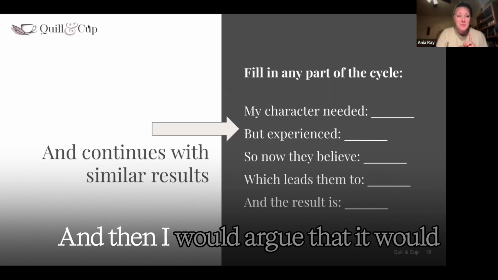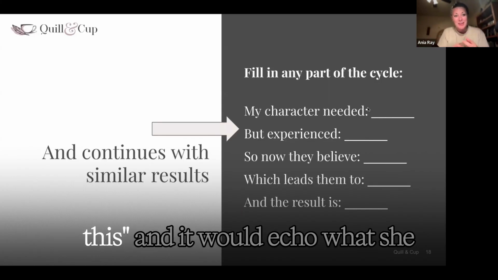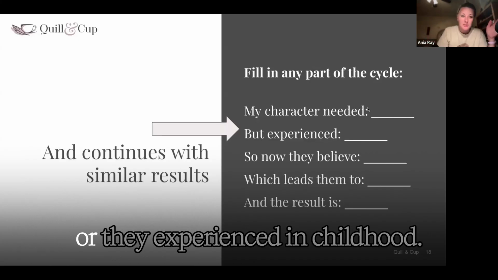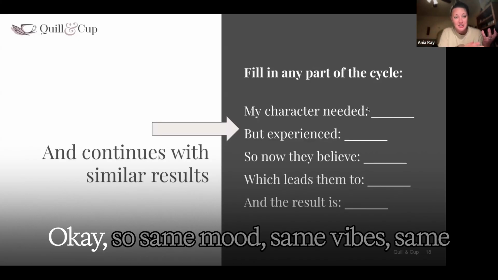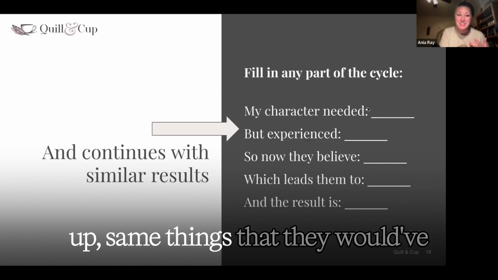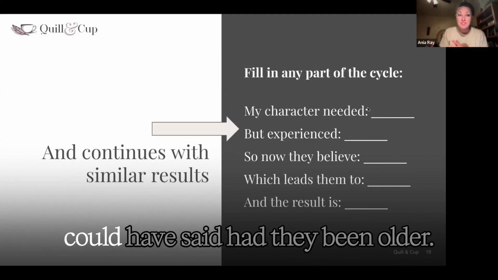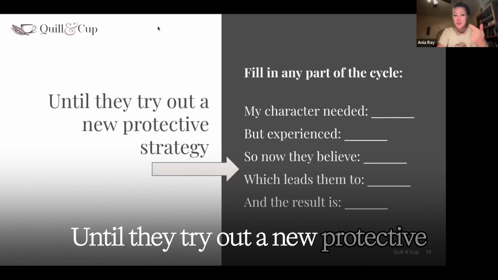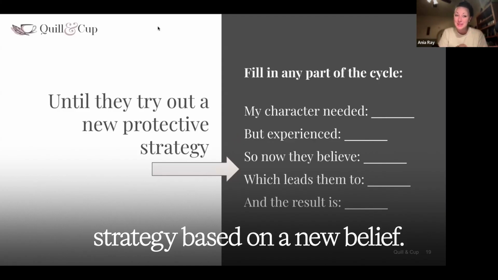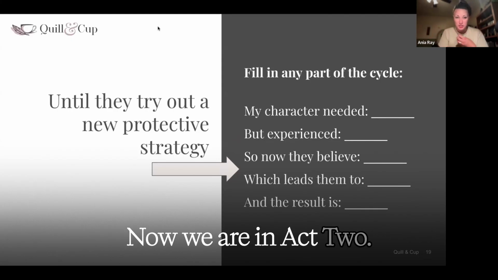And then I would argue that it would keep cycling into, but she experienced this. And it would echo what she or they experienced in childhood. Okay, so same mood, same vibes, same tone, same things that they heard growing up, same things that they would have responded with, or maybe different. Maybe they are learning what they could have said had they been older, until they try out a new protective strategy based on a new belief. Now we are in the meat of your book. Now we are in Act 2.